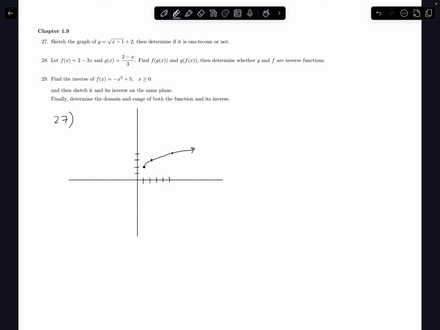Is it 1 to 1? Yes, it's 1 to 1 because it passes the horizontal line test. There's no horizontal line that goes through more than one position on the graph. That means that it's an invertible function. The square root function is. But that wasn't the question. Anyway, is it 1 to 1? Yes, 1 to 1.